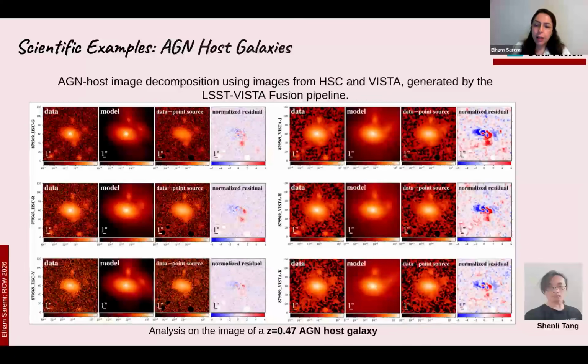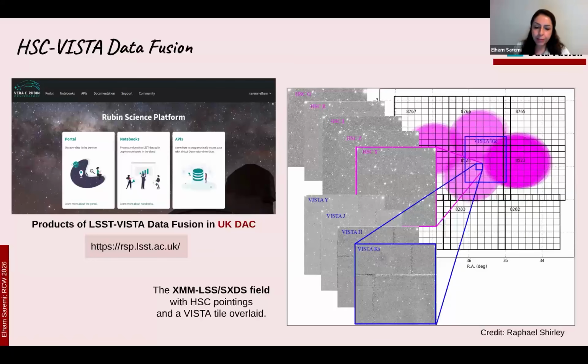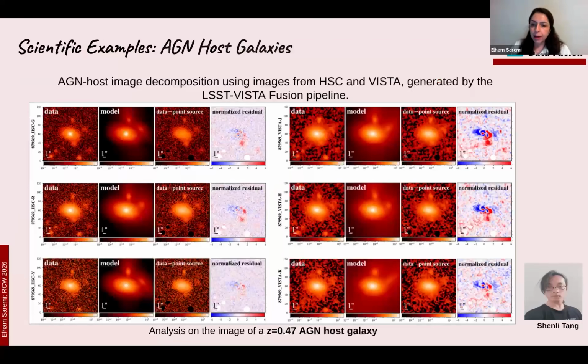This is an example of science enabled by the LSST Vista Fusion pipeline. This work was done by my collaborator, Dr. Shenli Tang, using our HSC and Vista data products. Here, a galaxy hosting an AGN at redshift 0.47 is analyzed in both optical and near-infrared bands.